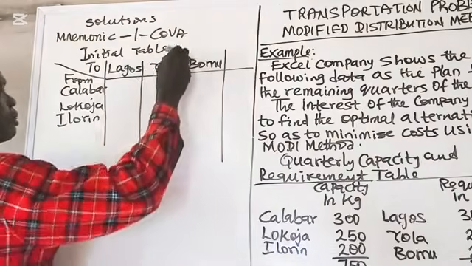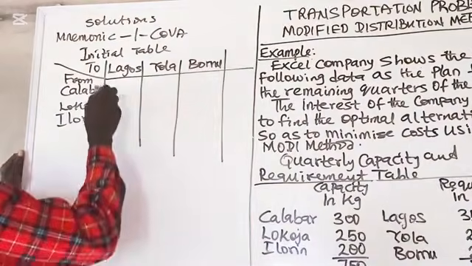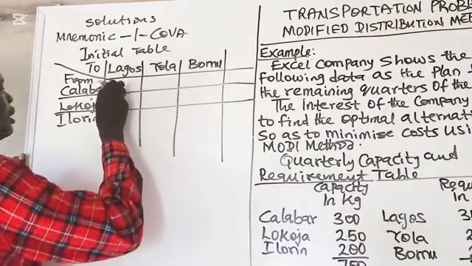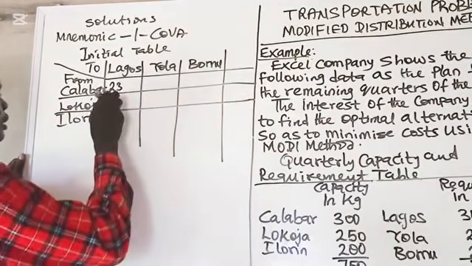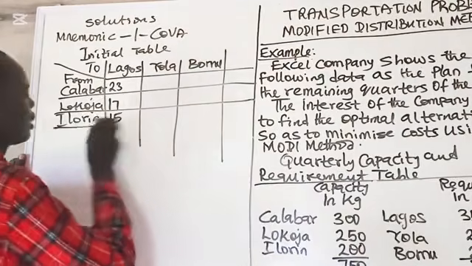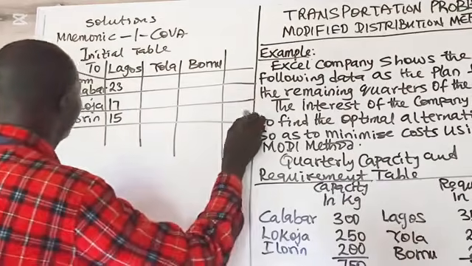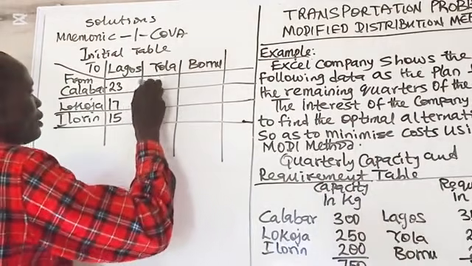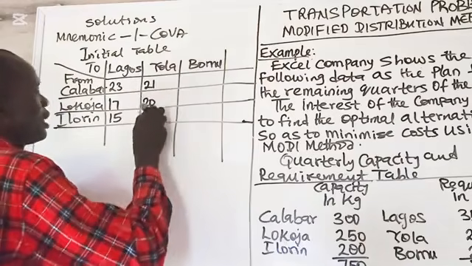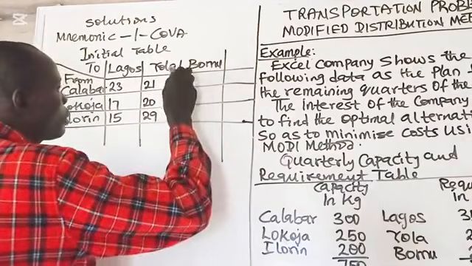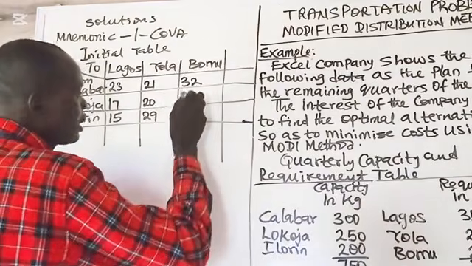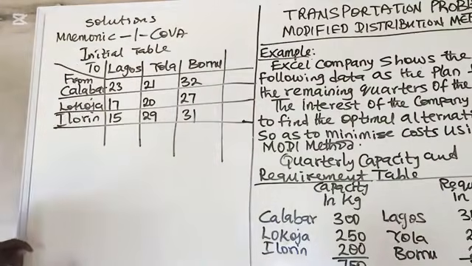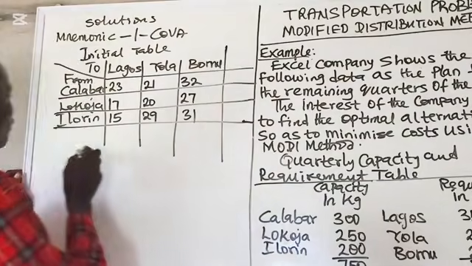From the cost table, we have 23, 17, 15. These are the values given in the cost table. Then we also have 21, 20, and 29. Then we equally have 32, 27, and 31. These are the costs. Then we have the requirement.